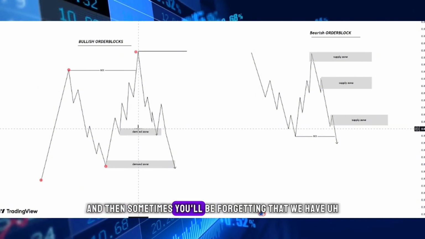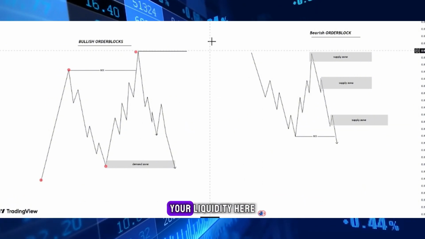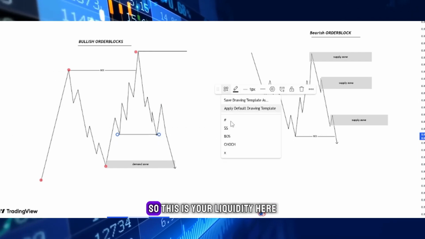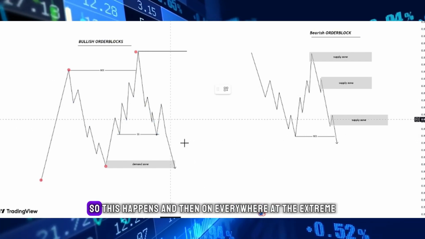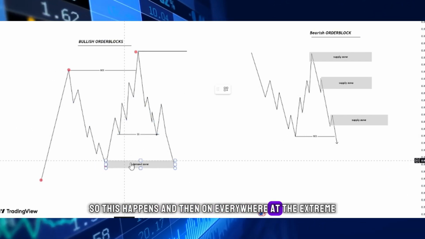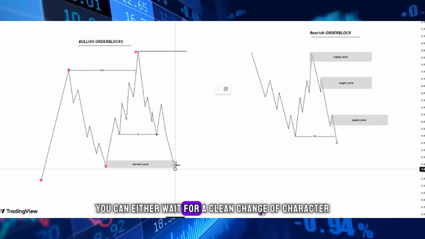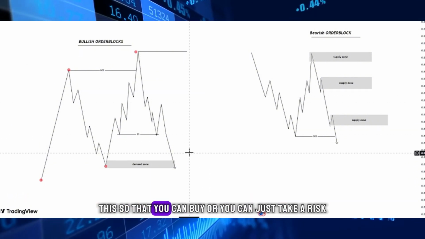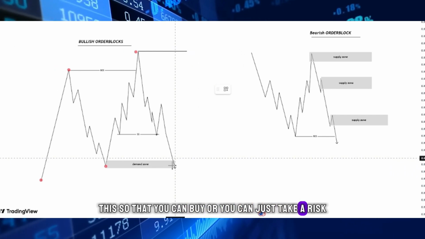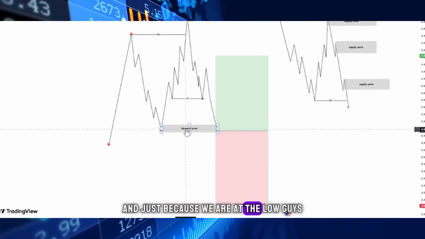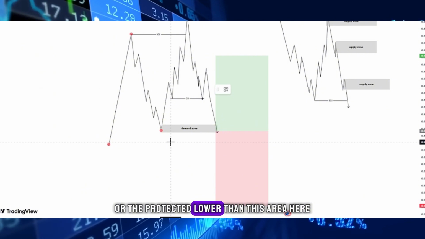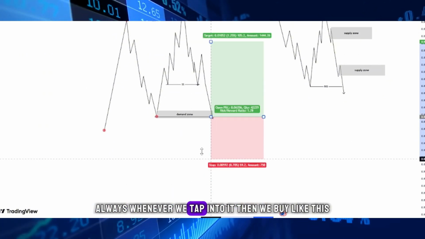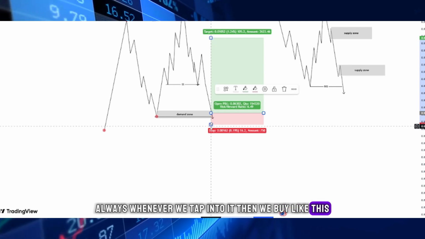And then sometimes you'll be forgetting that we have your liquidity here, of which that will be a topic for another day. So this is your liquidity here. So this happens, and then whenever we are at the extreme, you can either wait for a clean change of character like I showed you, just like that, so that you can buy, or you can just take a risk entry just because we are at the low, guys, or the protected low within this area here, of which whenever we tap into it, then we buy like this.